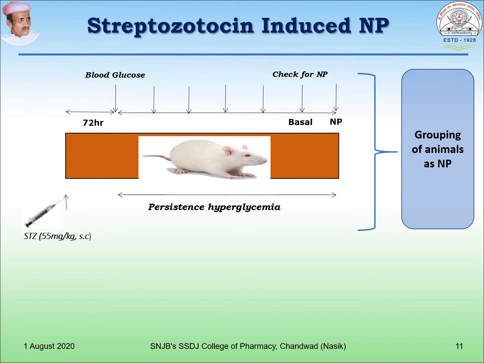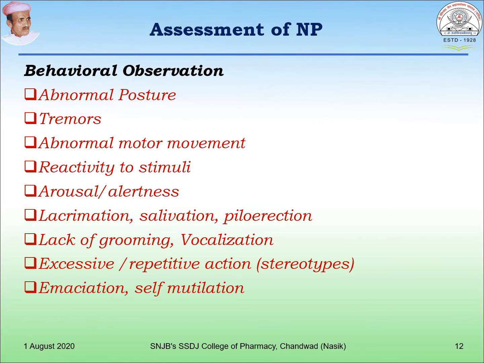For this development of allodynia, it is necessary that there should be persistent hyperglycemia. So at the point at which you can observe the development of neuropathic pain, at that time you can consider this animal as a neuropathic pain animal. Then you group the animals as per your protocol. Then assessment of neuropathic pain is also one of the important parts.